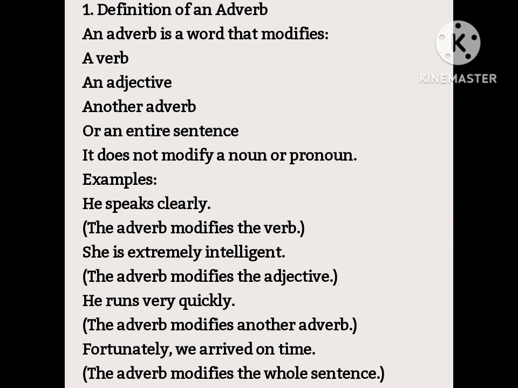1. Definition of an adverb. An adverb is a word that modifies a verb, an adjective, another adverb, or an entire sentence. It does not modify a noun or pronoun. Examples: He speaks clearly. The adverb modifies the verb. She is extremely intelligent. The adverb modifies the adjective. He runs very quickly. The adverb modifies another adverb. Fortunately, we arrived on time. The adverb modifies the whole sentence.